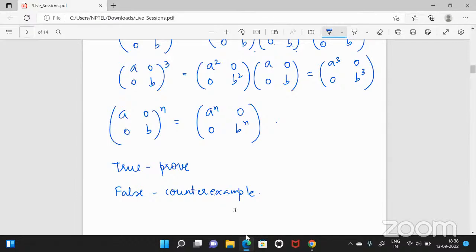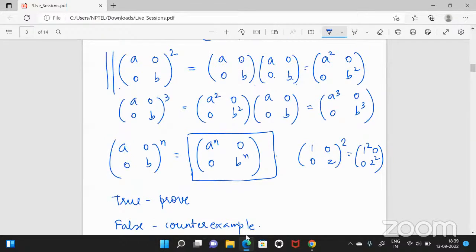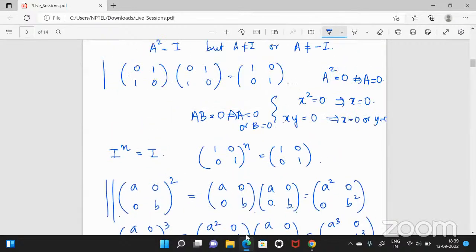For example, if I say the square of a diagonal matrix is the diagonal matrix whose diagonal entries are the squares of the diagonal entries of the original matrix, then you cannot say [[1,0],[0,2]] squared is equal to [[1 squared,0],[0,2 squared]]. This is true, but this is not going to tell that for any diagonal matrix it is true. Instead, you should take any general diagonal matrix, which is going to look like [[A,0],[0,B]]. Then you find the square and then you show this. But if something is false, you can give an example like this.